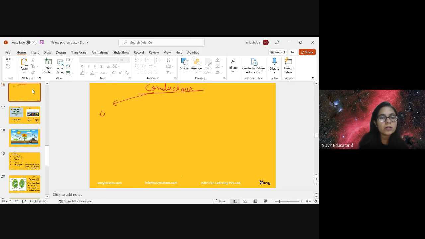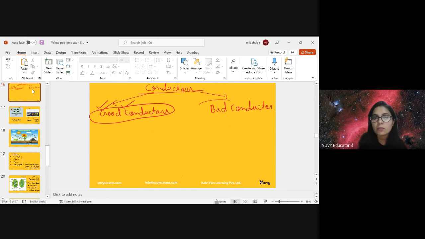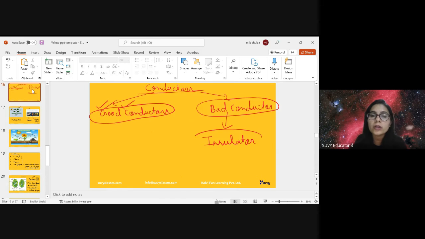One is good conductor and second one is bad conductor. Good conductors transfer heat very well, and bad conductors transfer a very little amount of heat, or negligible. So they are also included in the insulators. What are insulators? Those that do not allow heat transfer through themselves are called insulators.